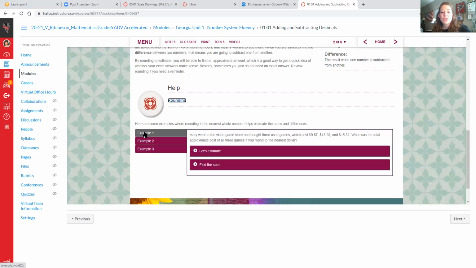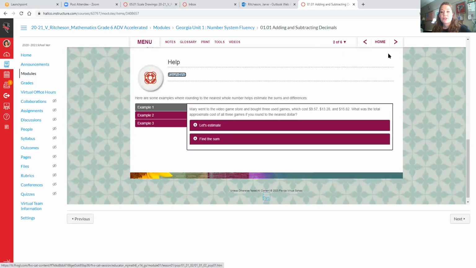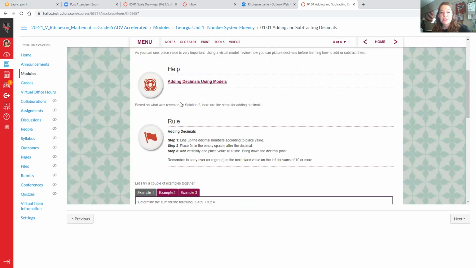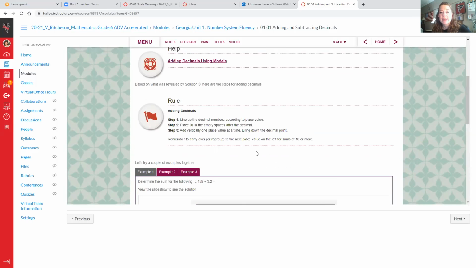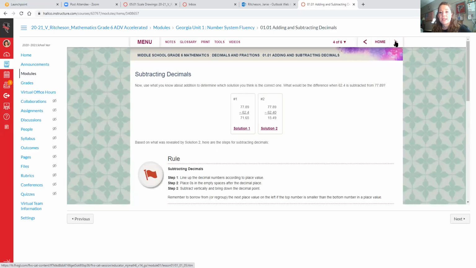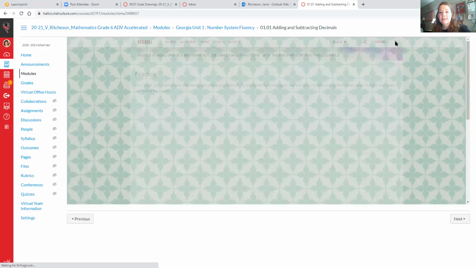And then they give you some example problems again. Make sure you go through all of those. Make sure you click on let's estimate and then find the sum. So you want to do everything that the Canvas course gives you an opportunity to do as far as practice and information. All right, so you are going to take your time, go through all of the examples, and finally you're going to get to the end. You're going to be on page 6 of 6.